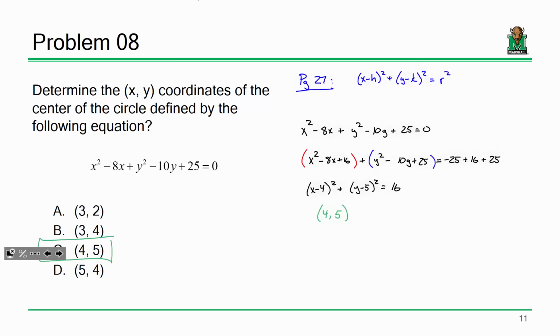Well, the standard form is x minus h. So h is 4. If it was x plus 4 squared, then the center would be negative 4, 5. It's a good question.